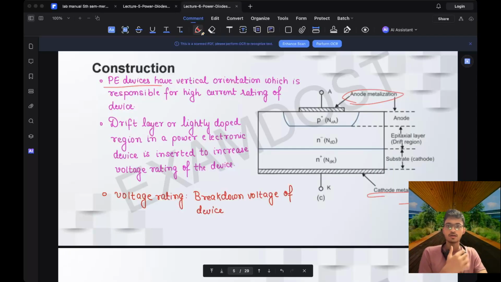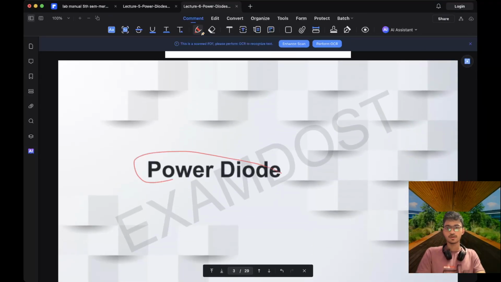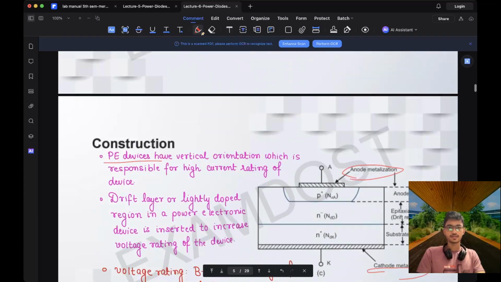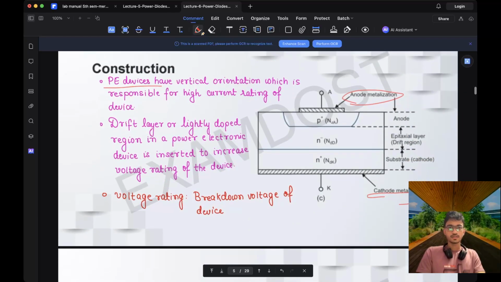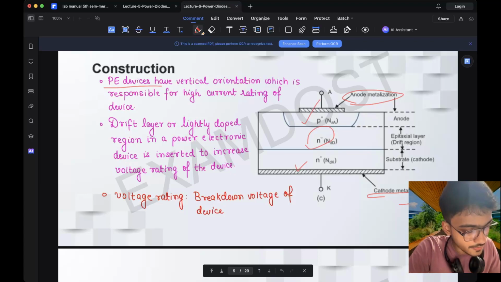So this is the topic we are going to study today. This is the power diode topic. It is a power diode, and we have anode, we have cathode, and there is the anode, obviously the p plus side, and the n plus side, obviously a diode, and there is a drift layer.